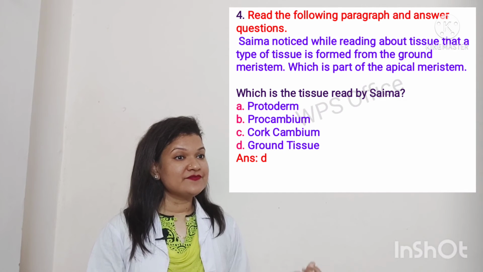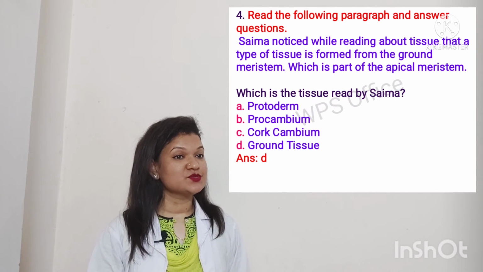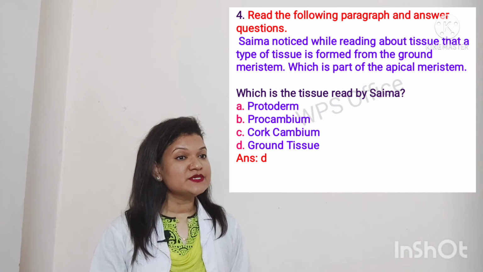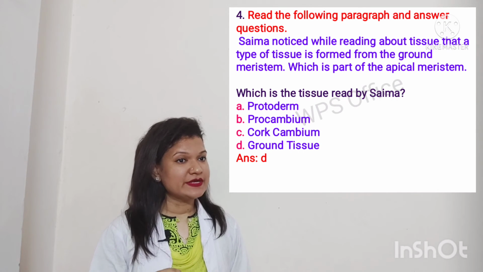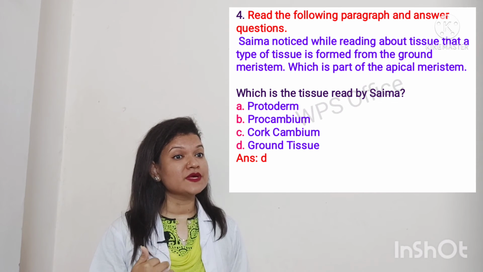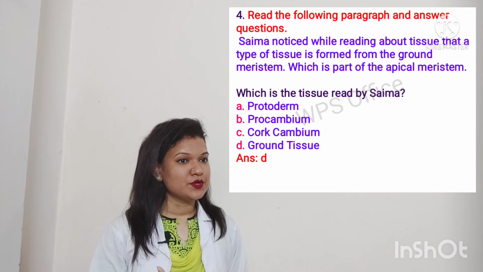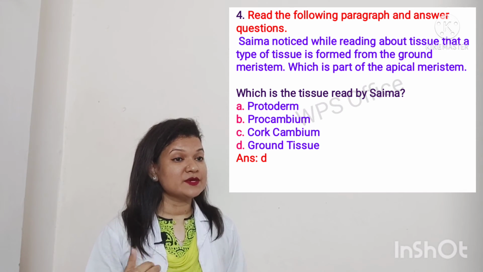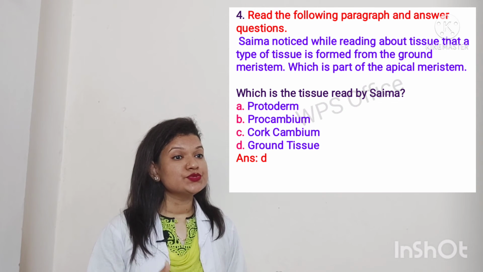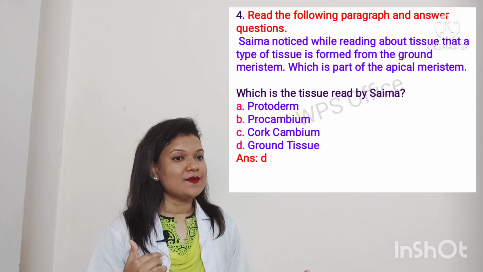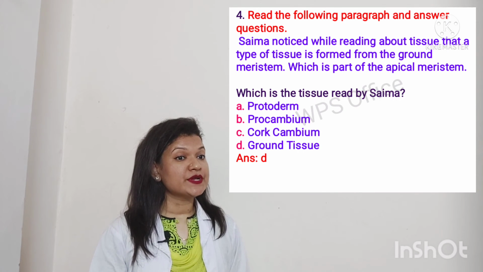Now I will go to our next question. Our next question is here. Read the following paragraph and answer the questions. So what is the paragraph? Simon noticed while reading about tissue that a type of tissue is formed from the ground meristem, which is part of the apical meristem. So this is our stem, and the question is which is the tissue read by Simon, and our options are protoderm, procambium, cork cambium and ground tissue.